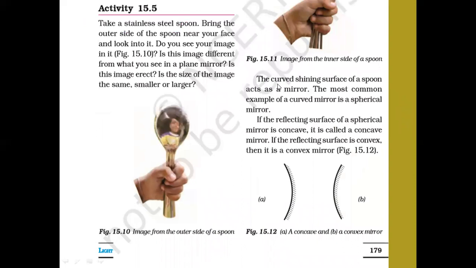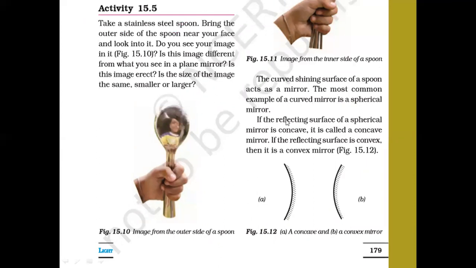Now, the curved surface shining of a spoon acts as a mirror. So the most common example of a curved mirror is a spherical mirror. So this spoon is acting as a mirror and we see the shape, it is spherical, it is not plane.